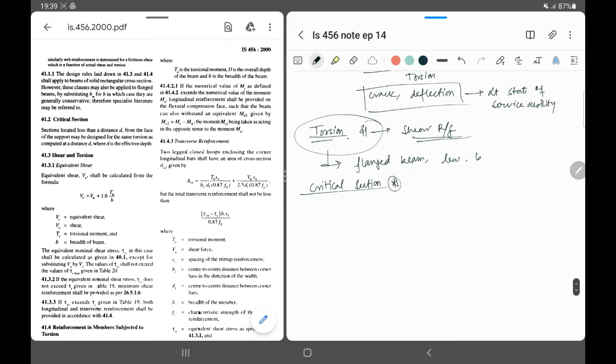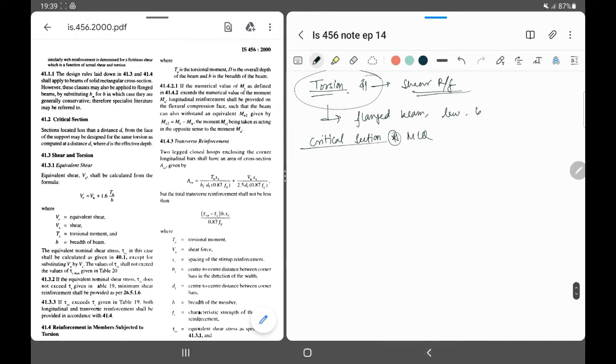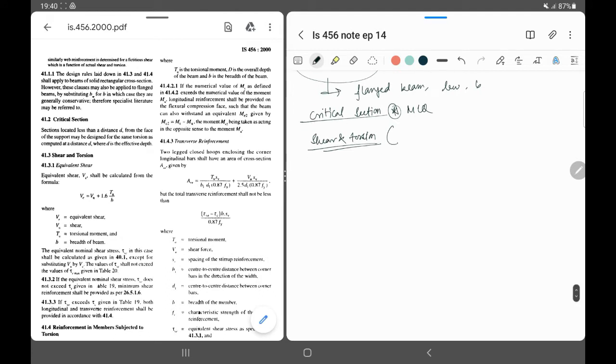So from here MCQ questions are coming. Now we talk about if shear and torsion are working together. Shear and torsion, this is known as combined shear. So in that case, the equivalent shear, V equivalent equal to VU, that is tau U into BD, plus 1.6 TU by B. TU means torsion.